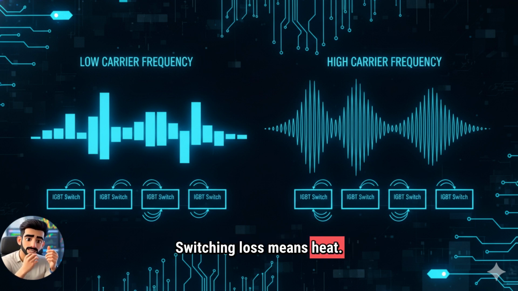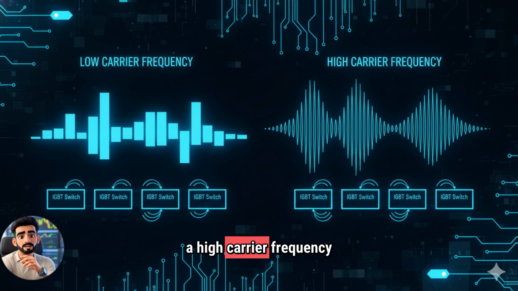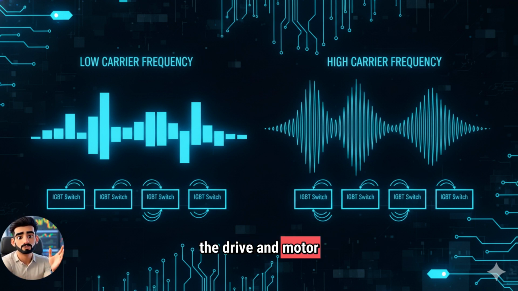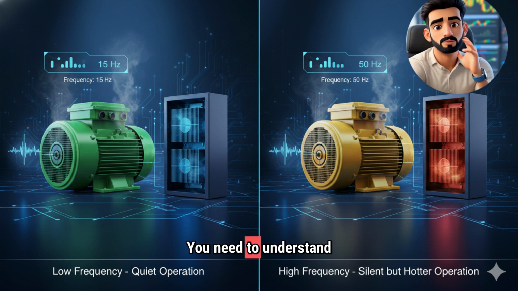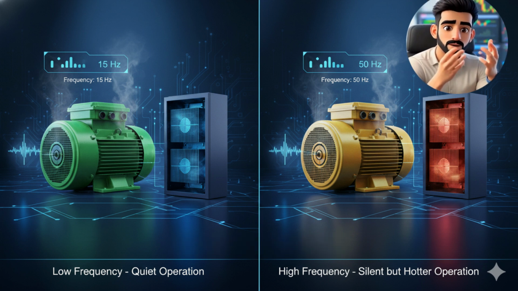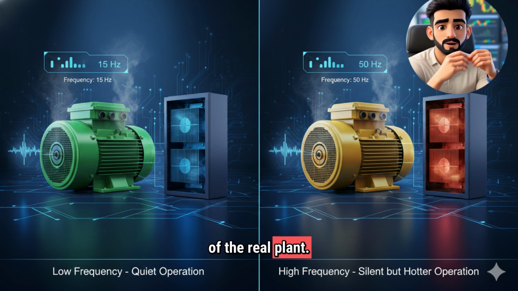Switching loss means heat. So one advantage of a high carrier frequency is the motor runs smoothly and noise is reduced. But there is a negative point. Both the drive and motor generate more heat. You need to understand the carrier frequency, not from the theoretical formula, but from the behavior of the real plant.